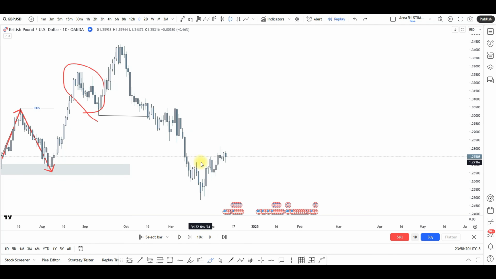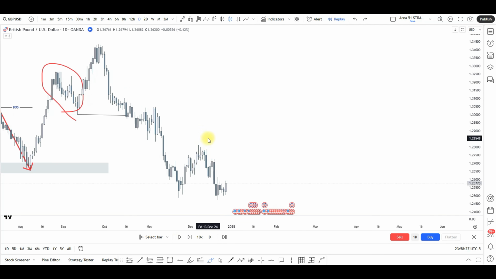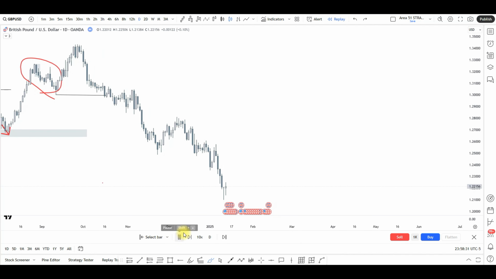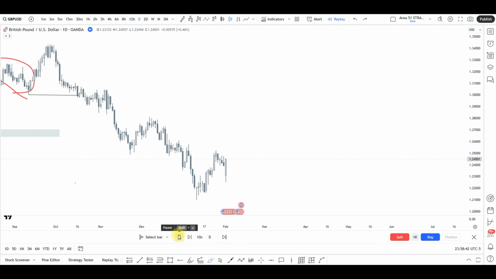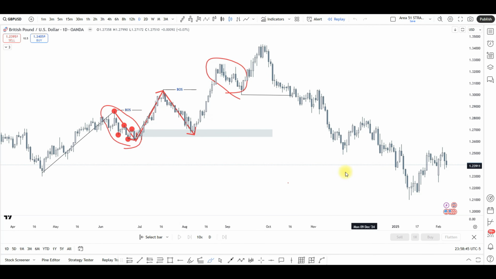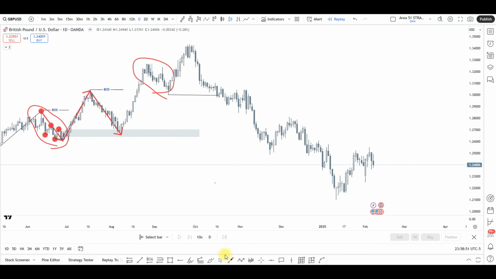Price continues, creates a change of character. Impulsive, corrective, continuation. Drop, base, drop. A, B, C. A, B. Comes too deep. Okay. So that's exactly how it is, guys.